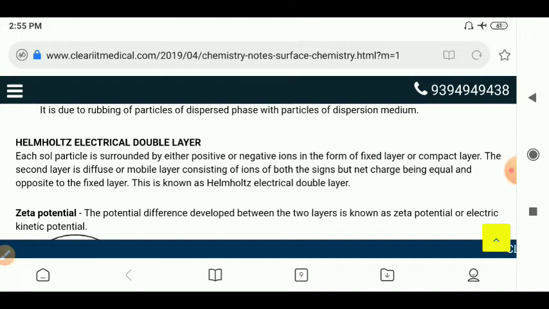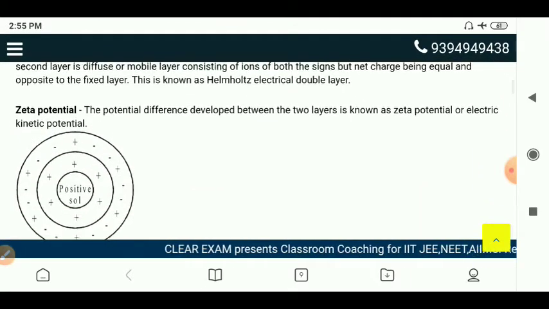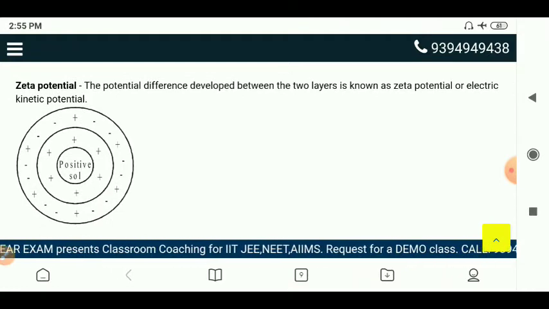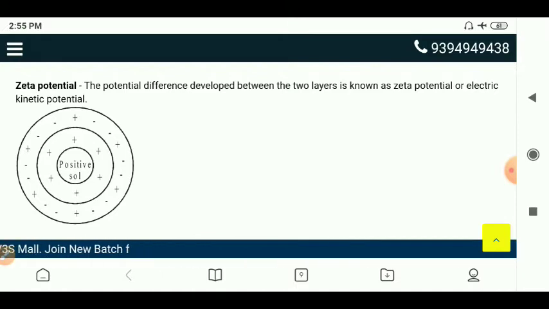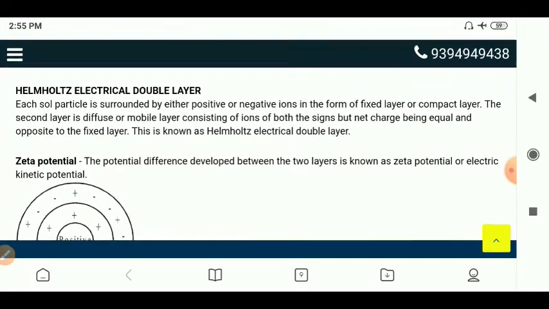And opposite to the fixed layer, this is known as the Helmholtz electrical double layer. So you have the figure shown. It is the sol particle. Sol particles are medium positive, and around the medium it has to form one more layer. It contains both positive and negative ions. This layer is forming a two-layer structure, and it is called the Helmholtz double layer. Helmholtz has a proof.